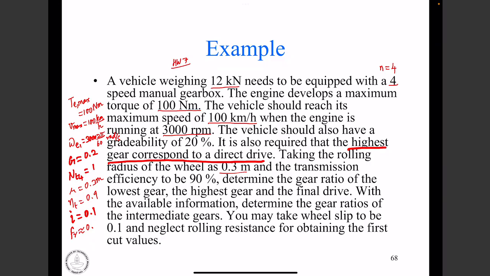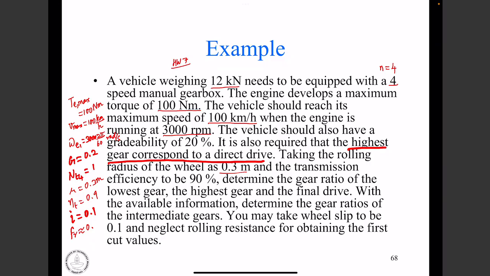Because we have a multi-speed gearbox, we need to use the engine map to do the simulation and evaluate that. So this is only for first cut. You're correct. Once we get these first cut ratios, we do some adjustments and we can do some simulations to essentially check whether we are able to meet the acceleration performance.